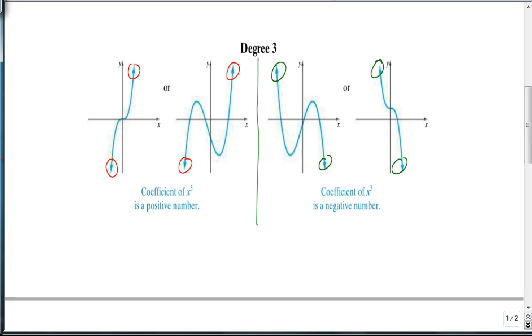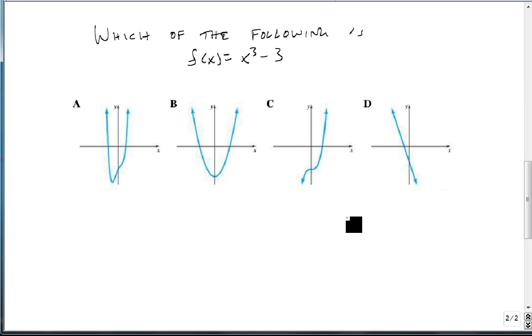But if you look closely, you can tell which one it is, because if it's positive, the right side is up. If it's negative, the left side is up. So the positive infinity is up if it's positive, and the negative infinity is up if it's negative. So let's actually use this thought process. Let's look at a particular function.